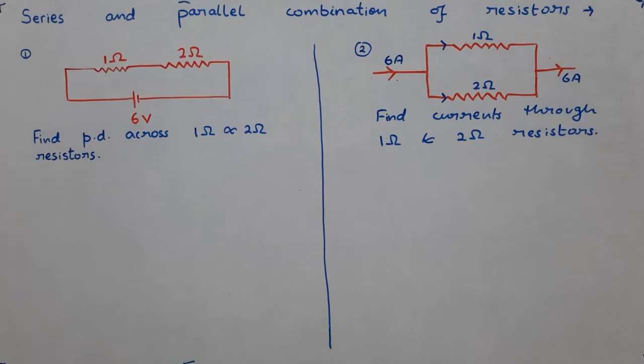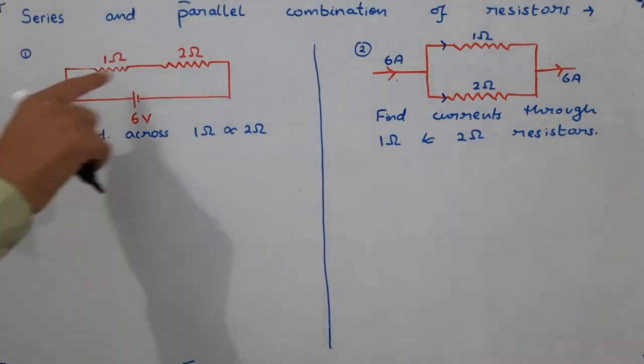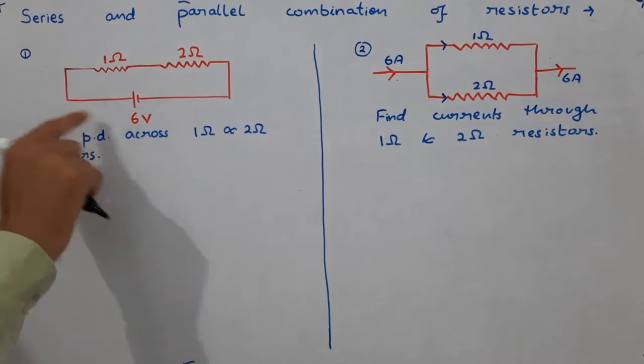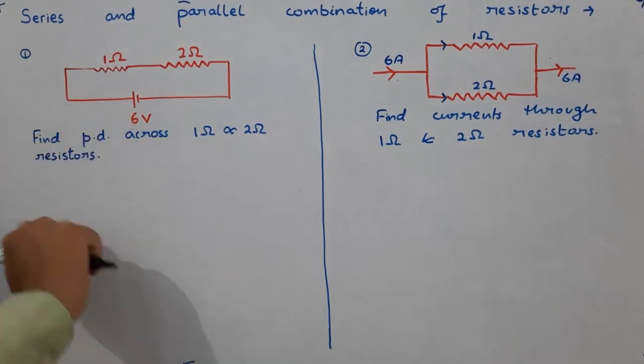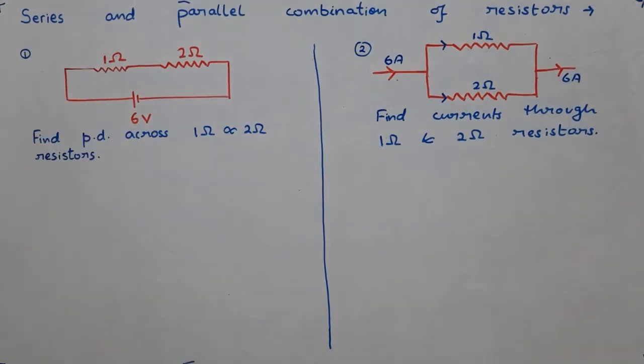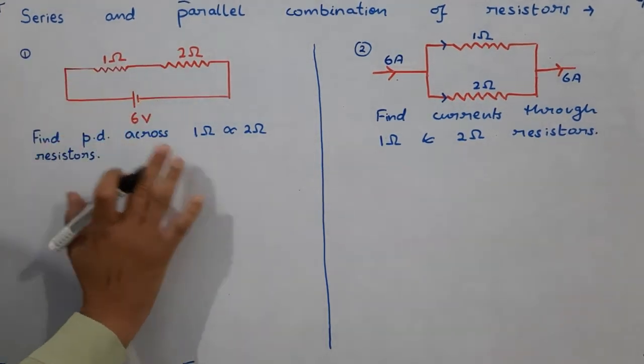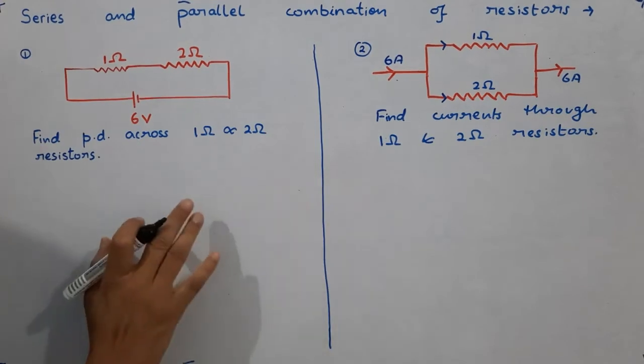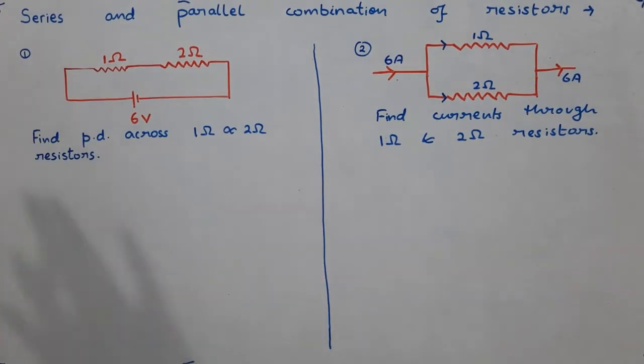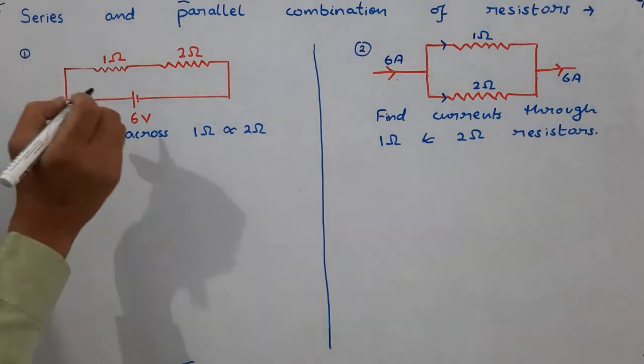In the first question, we have two resistors in series, 1 ohm and 2 ohm, connected to a 6 volt battery. And you are asked to find potential difference across 1 ohm and 2 ohm resistors. How do we do that? I will try to solve these questions without finding equivalent resistance. That is always what you can do. You can do it by that method. But I'll use the concepts.